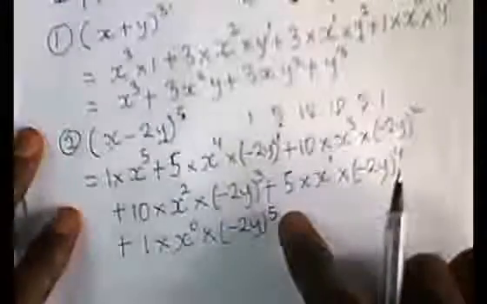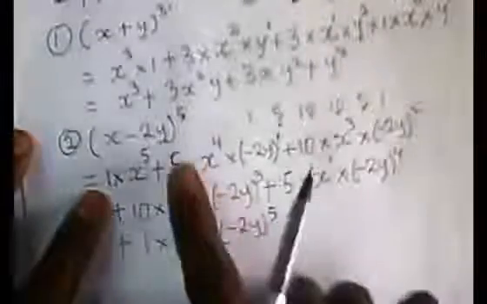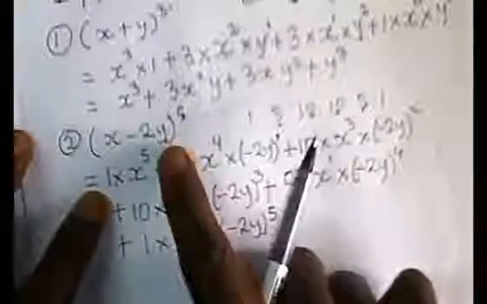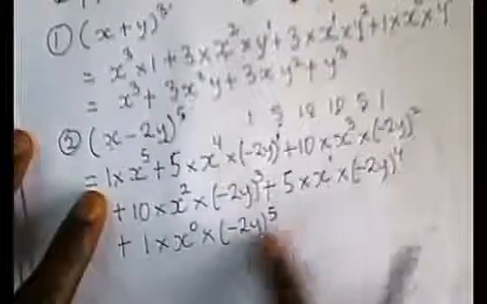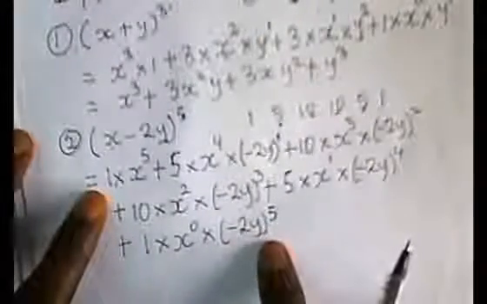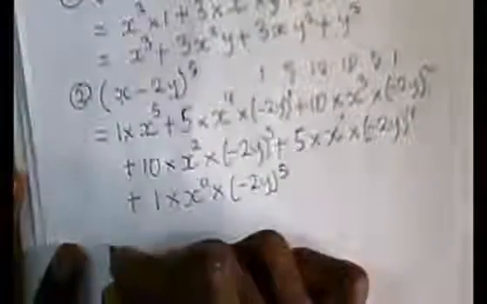If you check these numbers across the terms, you will see that this first number here, x power 5, is decreasing across the terms, while the second number, which is minus 2y, is increasing across the expansion. And if you check the last value for it, minus 2y here carries the power 5. Okay, so let's now expand this very quickly.